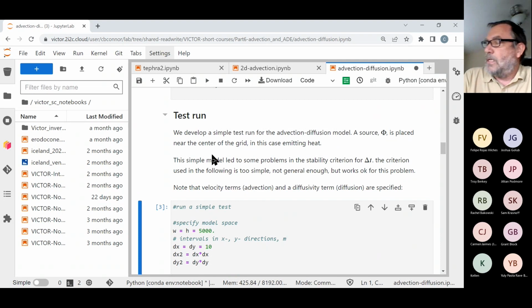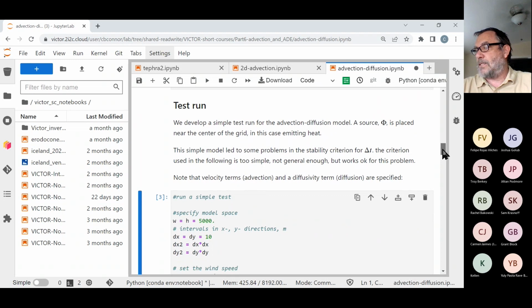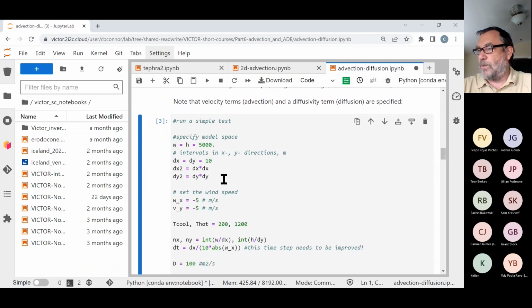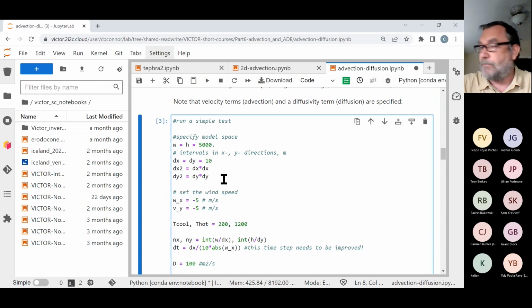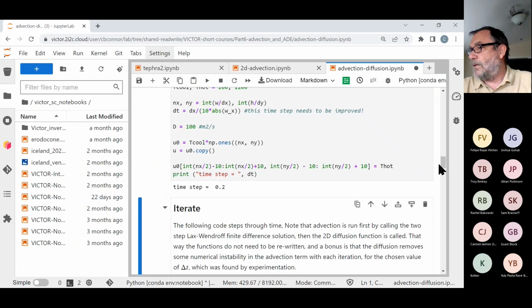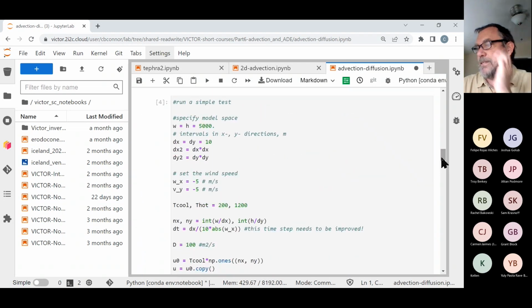There we go. Okay. So we're going to develop a test run, and we're going to have a source that's placed at the center of the grid, just like the problem we did before. And we're going to have a simple model that steps through those equations. So here, I'm just going to implement my equations. Again, I'm going to have my model domain. That's W equals H equals 5,000 meters on a side, say. dx, dy is going to be 10 meters.